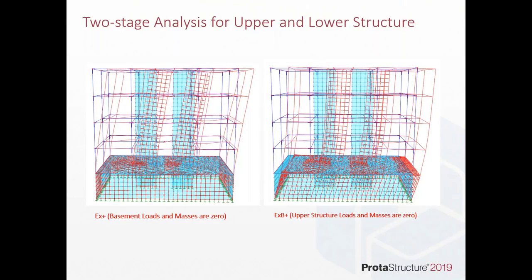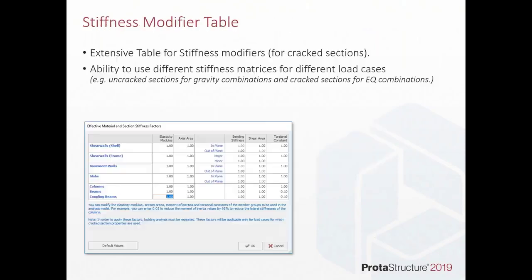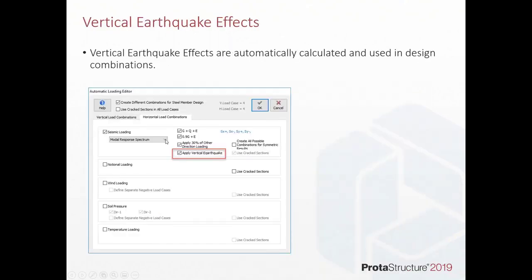Now, another key consideration of the seismic design is that often you'll have basements, and these need to be treated differently. We will do a two-stage analysis for the upper and lower structures, looking at different R factors for above and below, and automatically combining those for design. Other checks that we're performing: building base and building height checks.